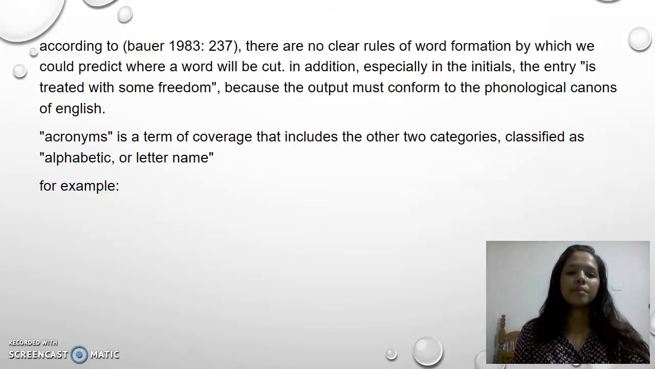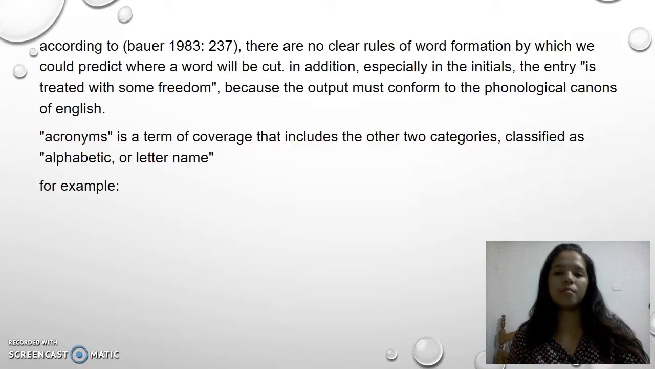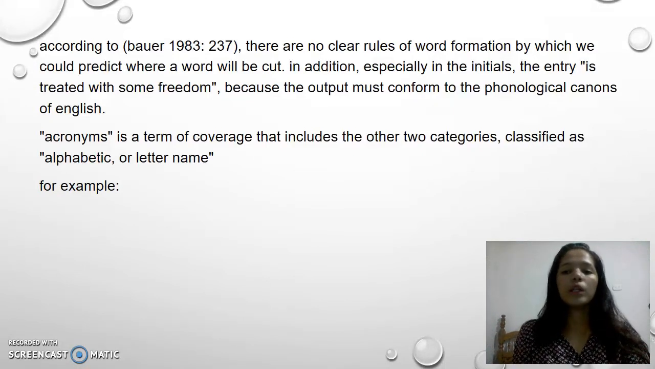According to Bauer, there are no clear rules of word formation by which we could predict where a word will be cut, especially in the initials. The entry is treated with some freedom because the output must conform to the phonological canons of English. Acronym is a term of coverage that includes the other two categories.